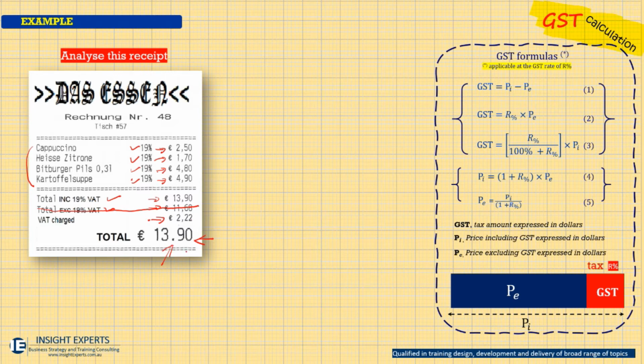So if you do it at the total level here, and this is the price including VAT or including GST, and from formula number three, the VAT amount is equal to 19 over 119 times 13.90. And the answer is 2.22, which is the answer here.